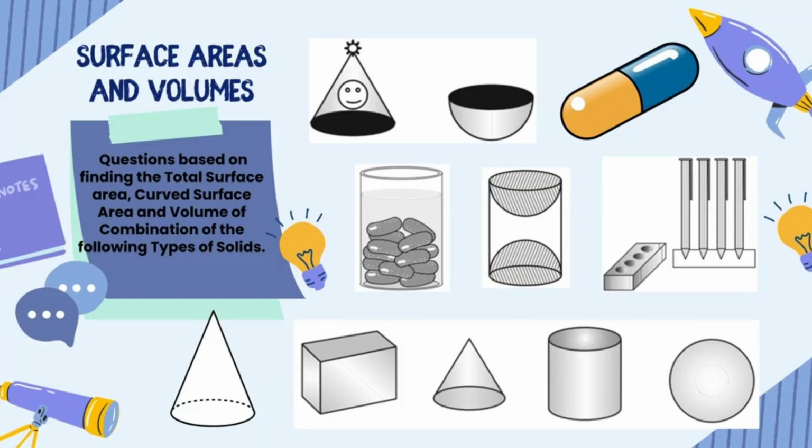The next chapter is surface areas and volumes. In this chapter, you have to be thorough with the formulas of lateral surface area, curved surface area, total surface area and volume of the given 3D solid shapes like cube, cuboid, cylinder, cone, sphere and hemisphere.